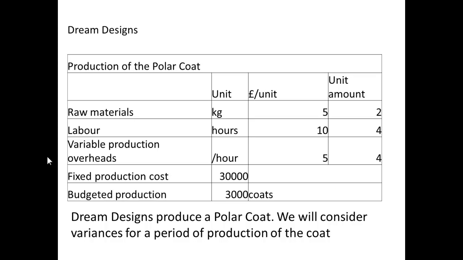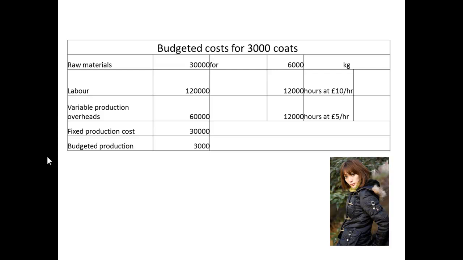Our example is Dream Designs, producing polar coats, and we have the costs for the production of a polar coat in terms of raw material, £5 a unit, 2 units, that's 10 kilograms per raw material. £10 an hour for labour, 4 hours of labour. Variable overheads, £5 an hour, 4 hours, and a fixed production cost of £30,000 and a budgeted production of 3,000 coats. We're going to look at the variances for a particular period of production, and here's our period.